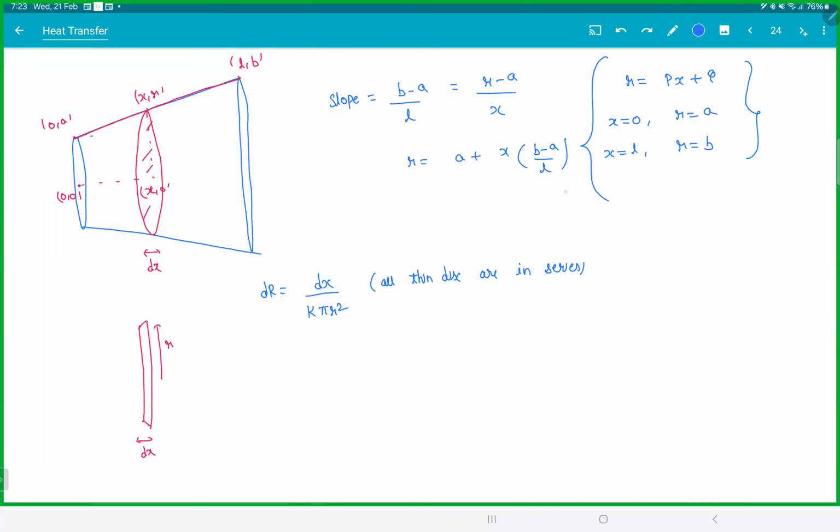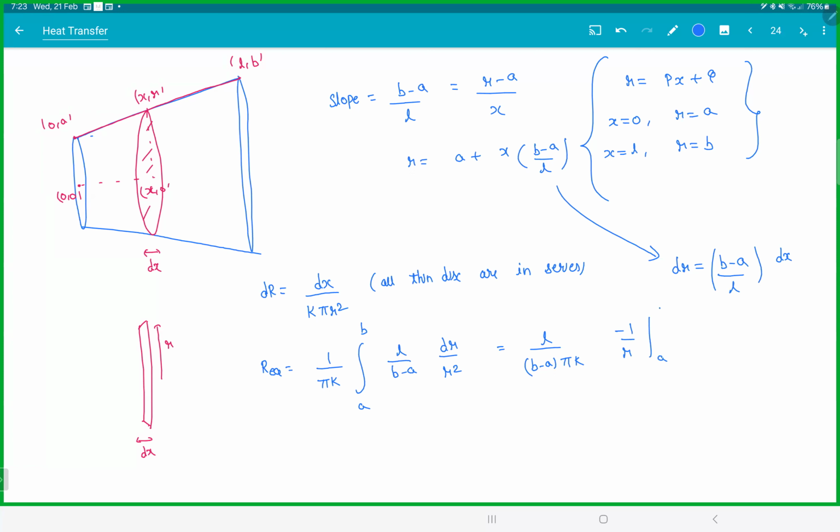Now this is dx and this is r. Differentiating on both sides, dr will be b minus a by L into dx. Substitute here. So R equivalent will be 1 by pi k, and dx would be L by b minus a times dr by r squared. The limits of r go from a to b. I'm integrating everything in terms of r instead of x. L by b minus a into pi k, and this integral will be minus 1 by r, with limits from a to b. You end up with L by k pi a b. You get a pretty good answer.